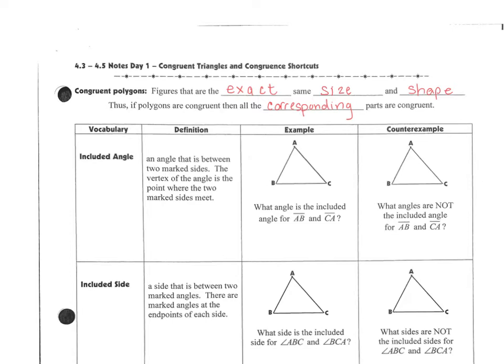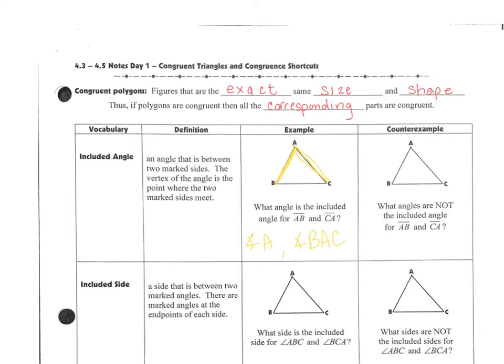And so the first thing that we're looking at is included angle. When we talk about an included angle, we're looking at an angle that is between two marked sides. The vertex of the angle is the point where the two marked sides meet. So if we're looking at our example here, it says what angle is the included angle for AB and CA. And that would be, we could call it angle A, or we could call it angle BAC.